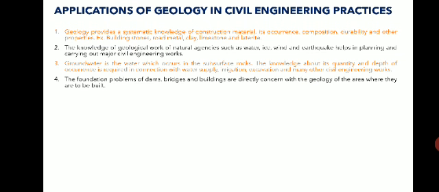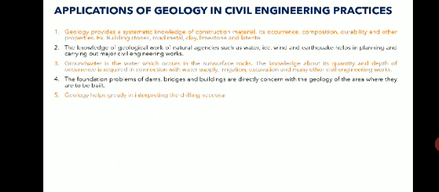So you must know what the ground condition there is, what type of soil is present, whether it is black cotton soil, red soil, loamy soil, or sandy soil. All these types of soil behave differently, okay? Because of this, you should know what type of foundation should be used in what type of area. So the foundation problems of any structure are directly concerned with the geology of the area where they are to be built.